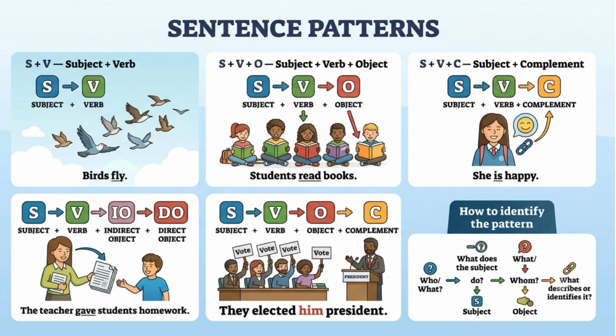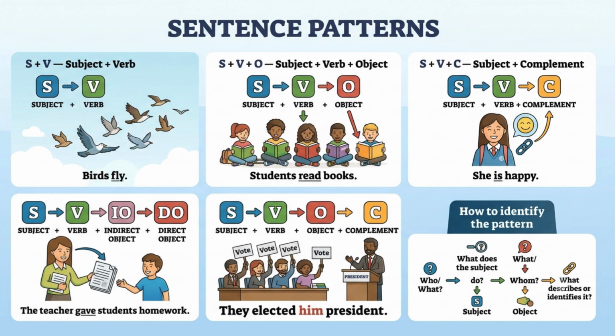I get that the homework is the direct object because that is what was actually given, but what exactly makes the students an indirect object? Is it just because they are the ones who ended up with the homework? That is a great way to put it. The indirect object is the person or thing that receives the direct object or benefits from the action. Who or what is usually getting the item being handed over in these types of sentences?